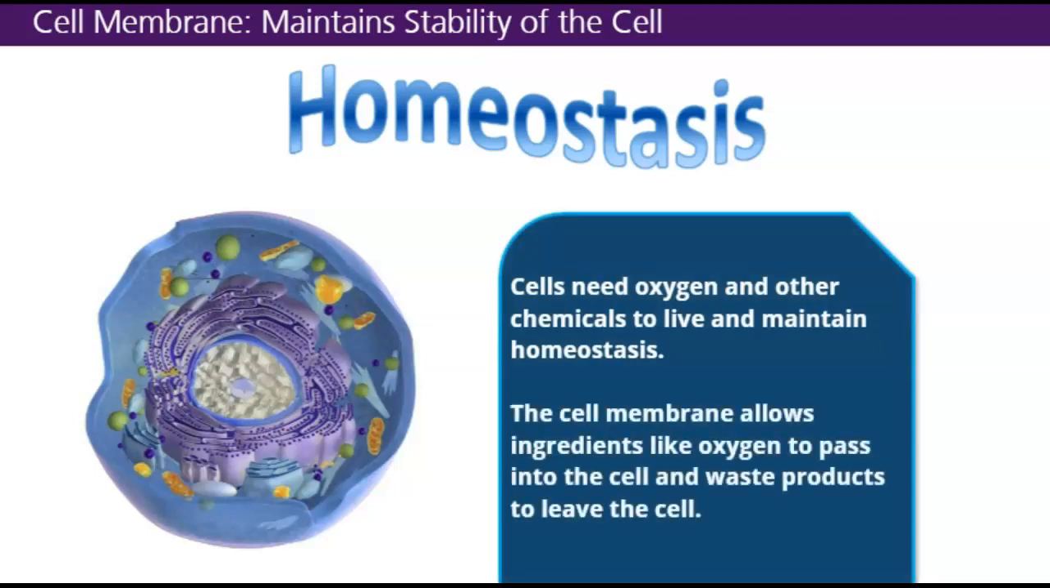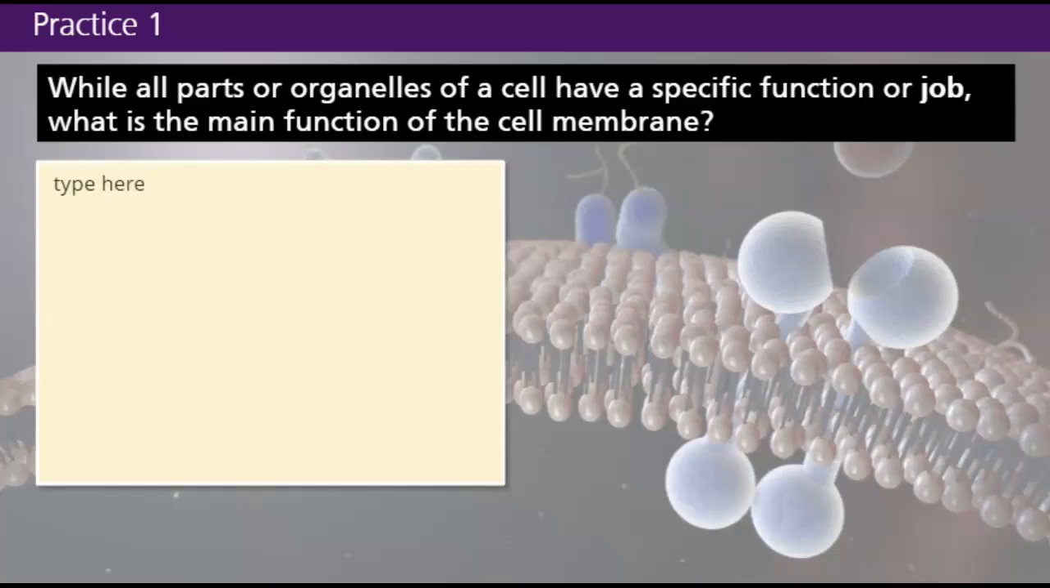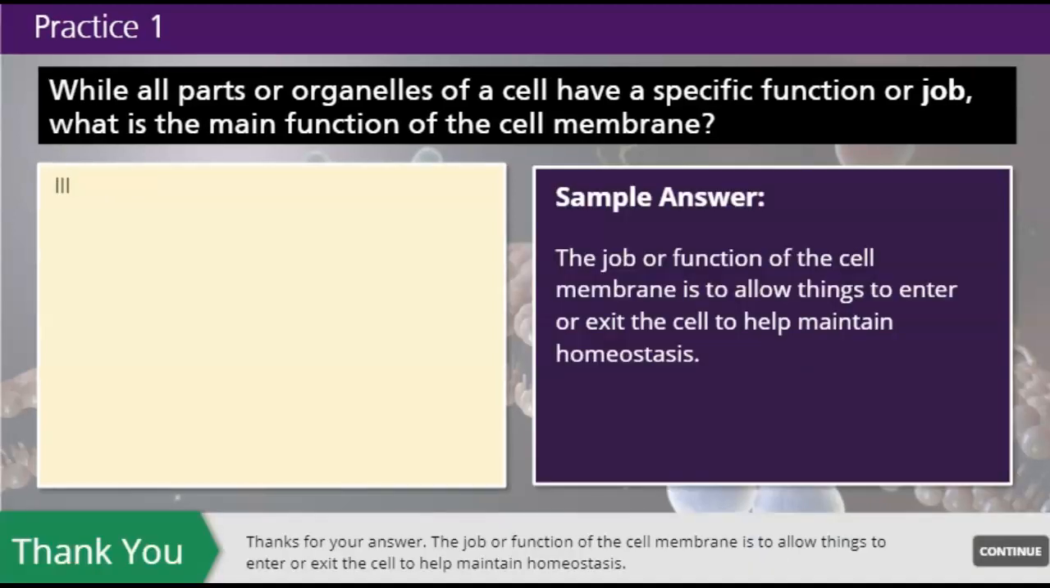The cell membrane allows ingredients like oxygen to pass into the cell and waste products to leave the cell. While still thinking about the different jobs of a cell, what do you think is the job or function of the cell membrane? Is to allow things to enter or exit the cell to help maintain homeostasis.